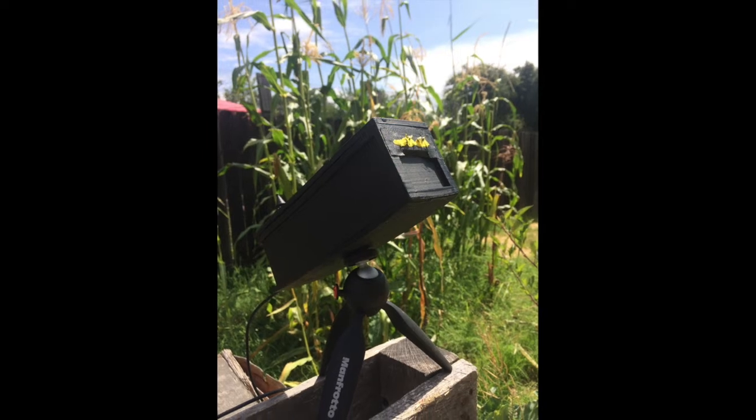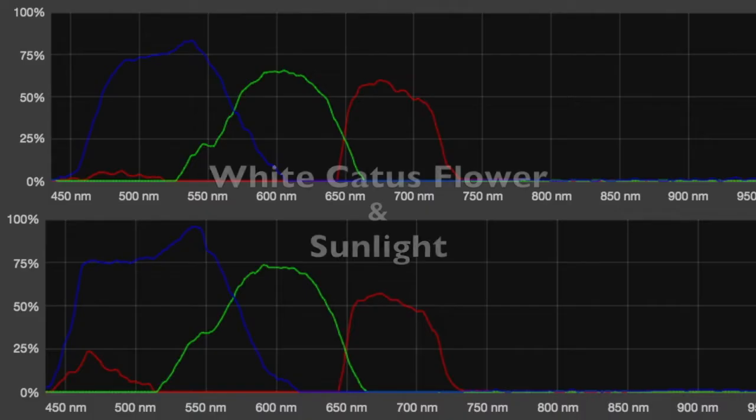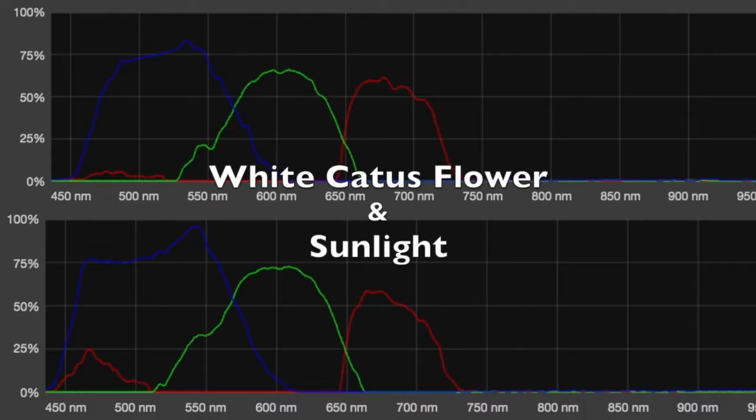Here is Xiuhtecuhtli with tomatillo flower petals affixed to the lens. As an urban farmer, knowing where to plant a crop is key to its survival. Here, we have spectral data of a white cactus flower on top and sunlight from the same day on bottom.